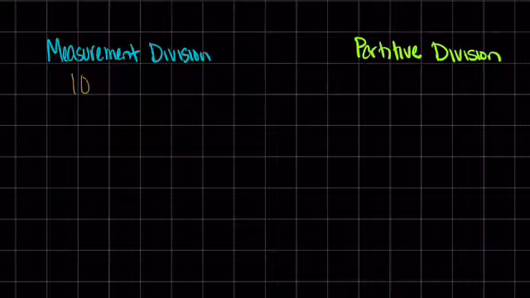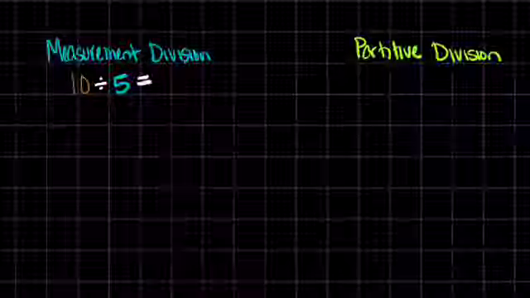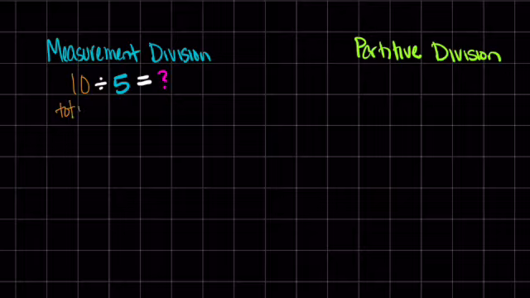10 divided by 5. And in this problem, we don't know the answer to that. For measurement division, the 10 is telling us the total. The 5 is telling me the size of my groups. And the thing that I don't know or that I'm looking for is my number of groups.